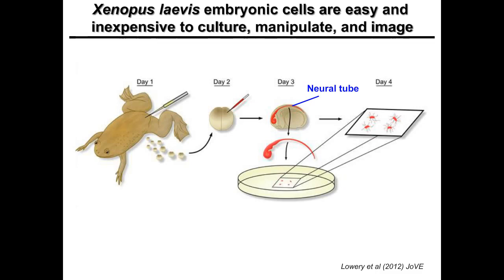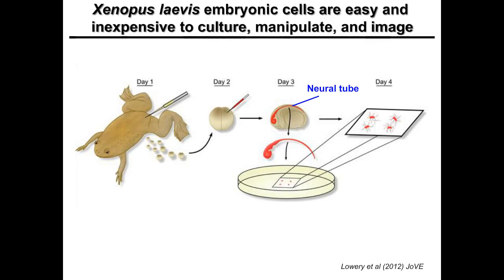that there may be no other vertebrate model system that has primary embryonic cells as large and as easy and inexpensive to culture, manipulate, and image as Xenopus laevis, particularly for looking at cytoskeletal dynamics. And so, since I have a large lab with many students and they all want to have their own embryos every week to do their experiments, Xenopus laevis is a fantastic model system.